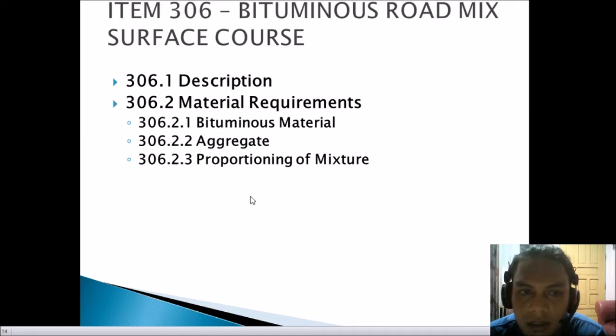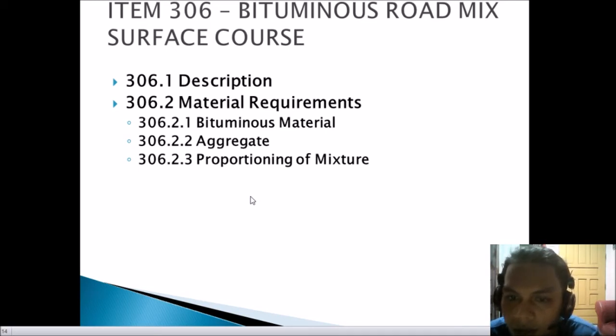So next is 306.2.3, which is the proportioning of mixtures. The proportion of bituminous material on the basis of total dry aggregate shall be from 4.5 to 7 mass percent when cutback asphalt is used, and from 6 to 10 mass percent when emulsified asphalt is used.